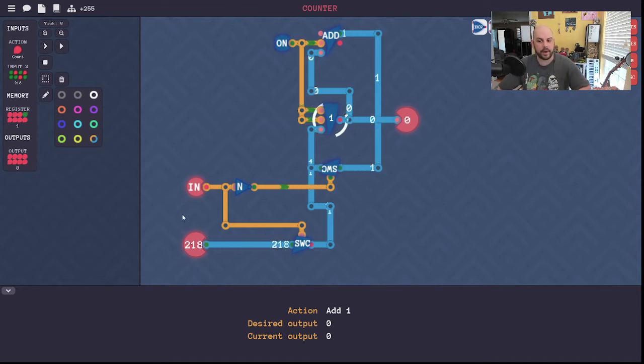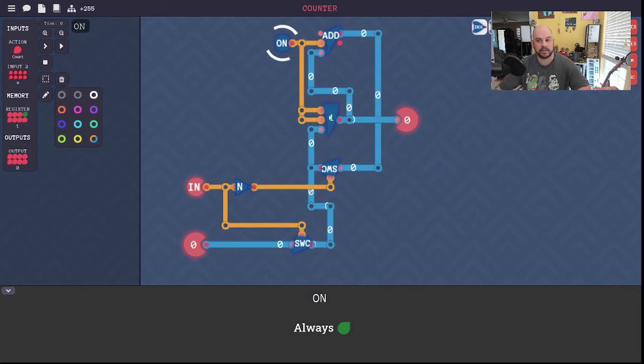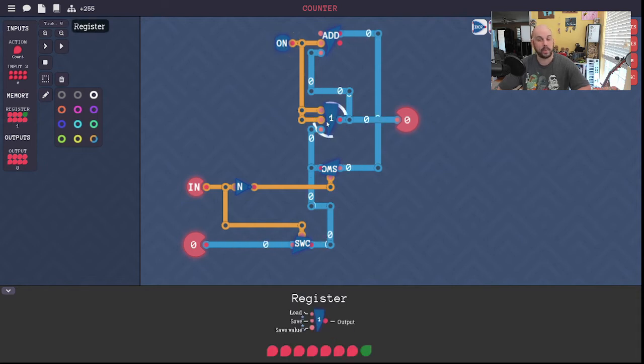You can see right now that the input is turned off, so this switch is disabled. This 218 won't be coming through because the switch isn't allowed. Our inverter inverts the signal, making this switch enabled. If we take this on signal, which is permanently on, it's permanently loading and saving into this register. You can see load and save are both permanently held at whatever the on signal is. So this is basically saying, I want this information, put this information out.